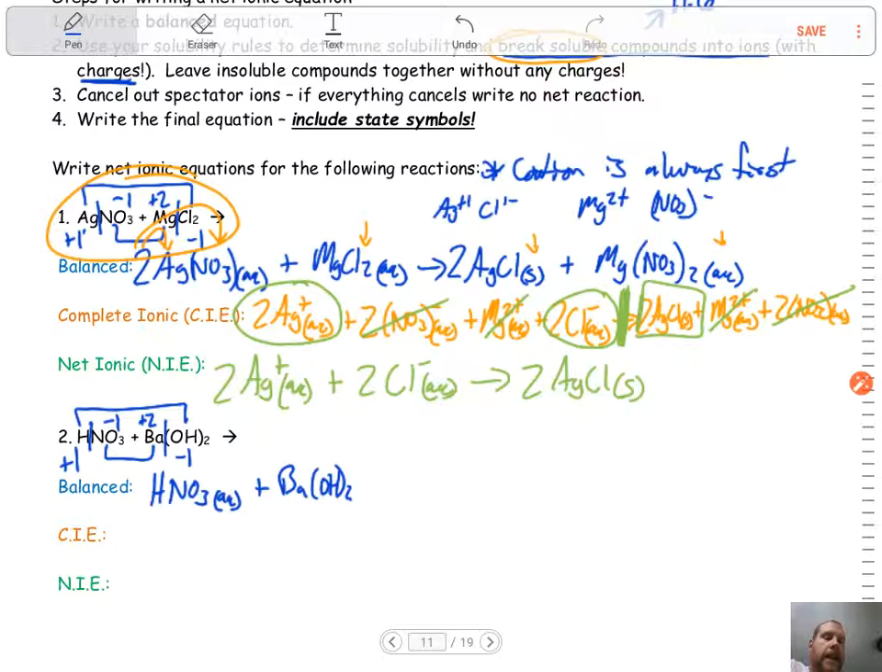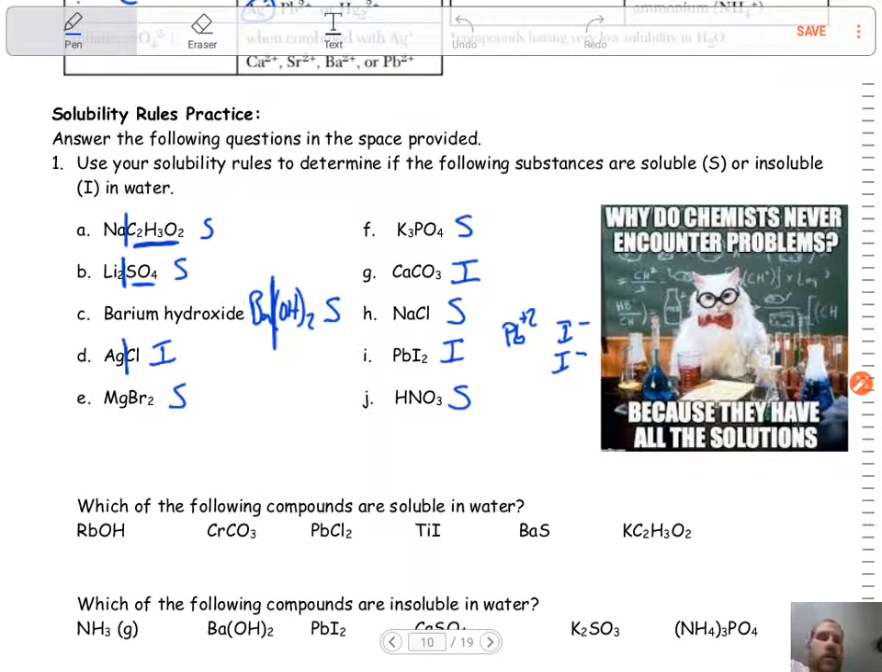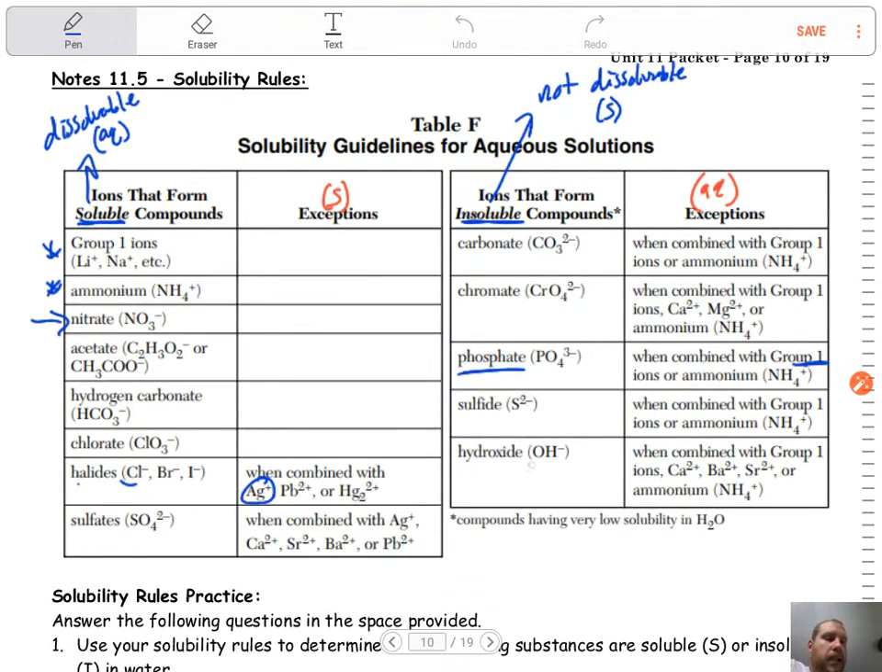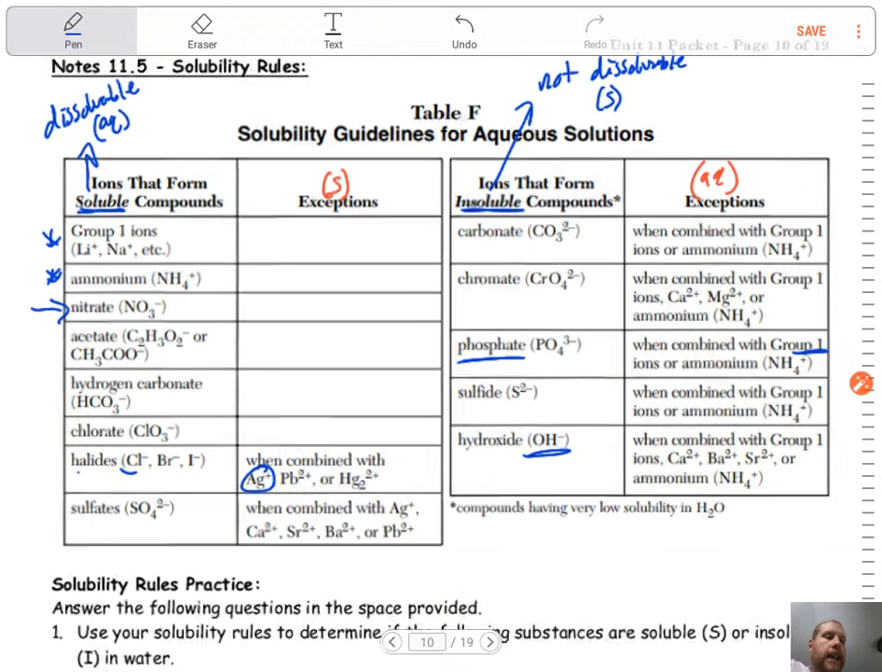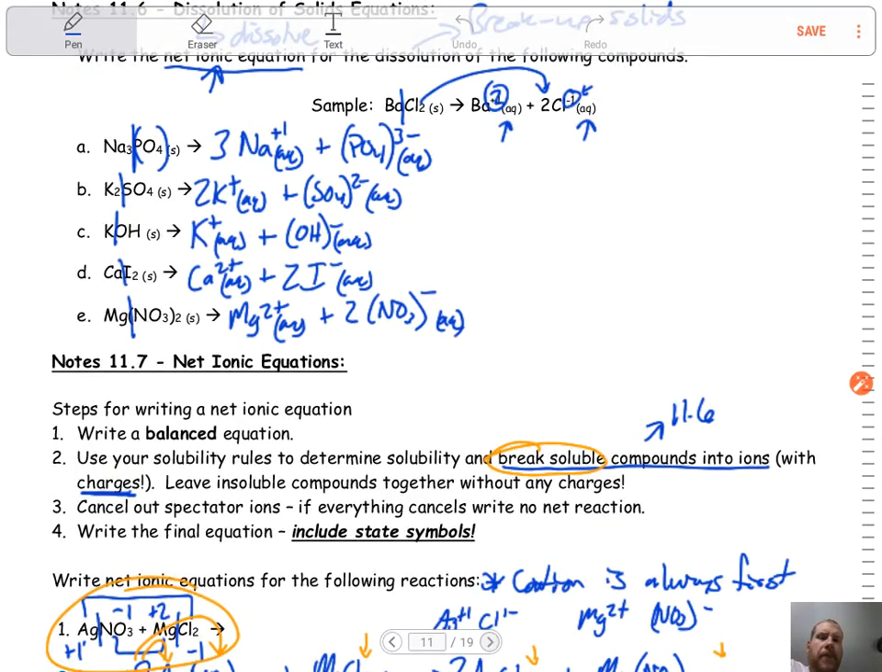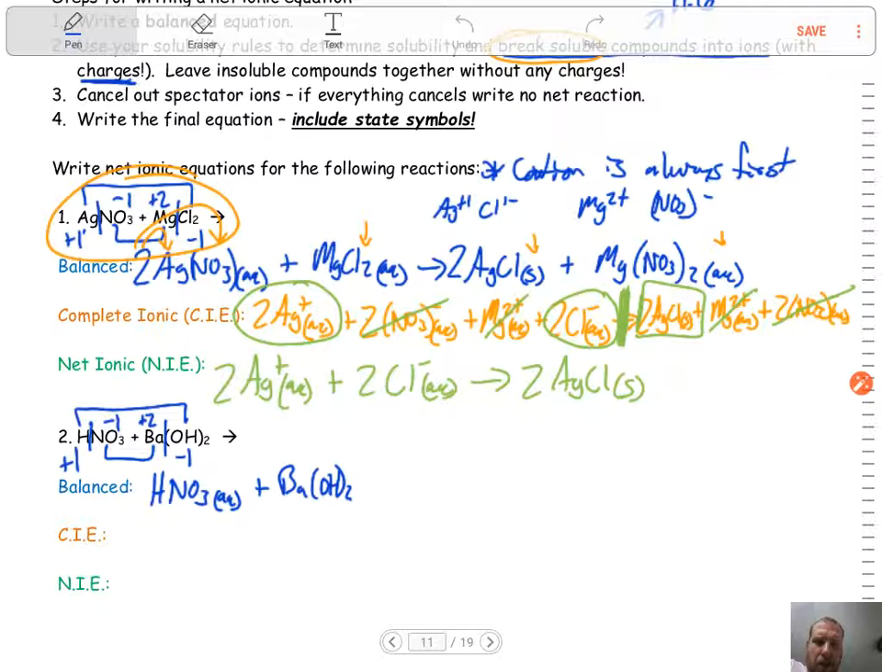Again, I'm writing it exactly the same way. Subscripts have to be there. Checking my solubility rules. So I'm going to go look for hydroxide. It's normally insoluble except when it's combined with group 1. Calcium, barium is an exception, so that means it's going to be soluble as well. Typically, when you see your starting materials, guys, they're both going to be soluble for the most part when you do these.